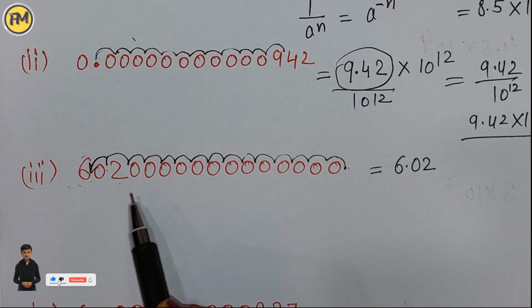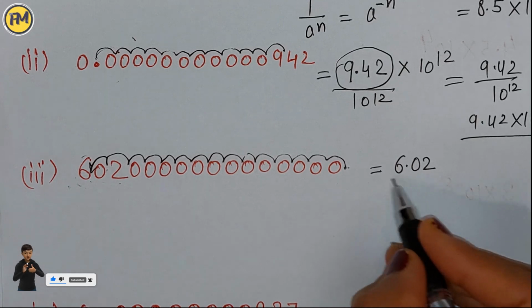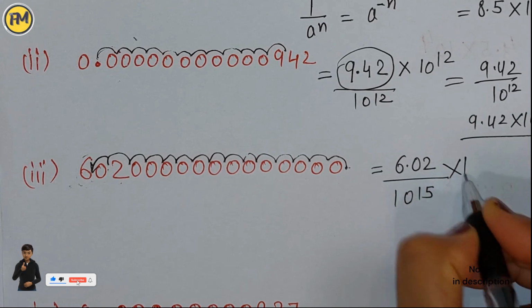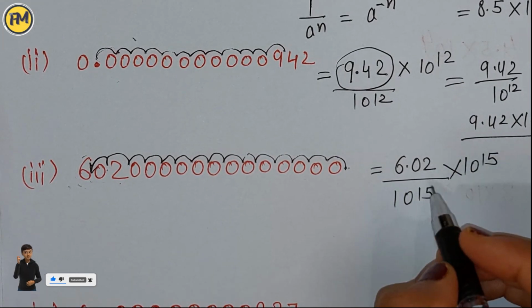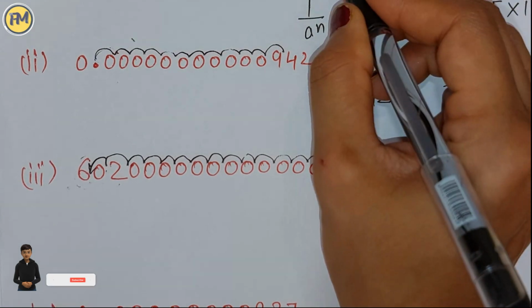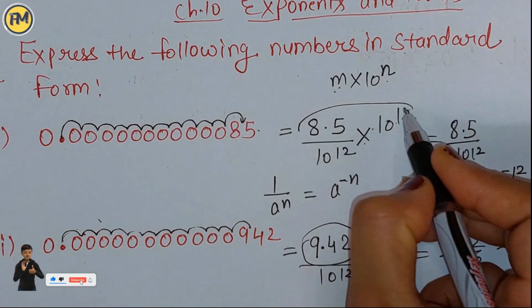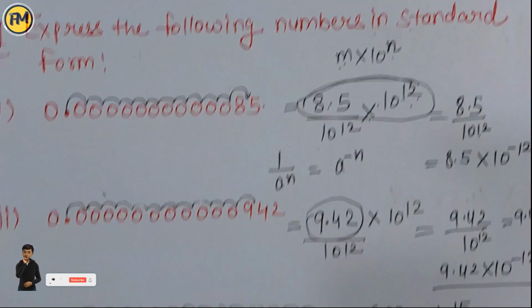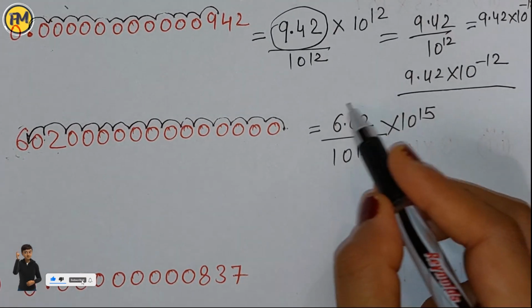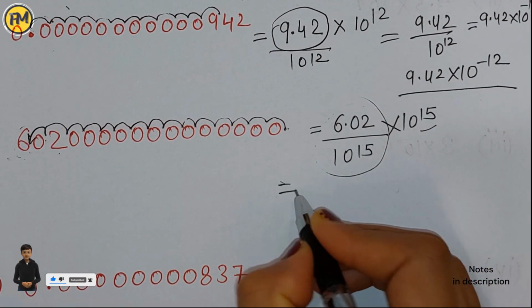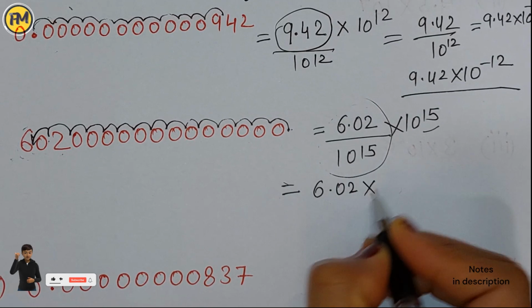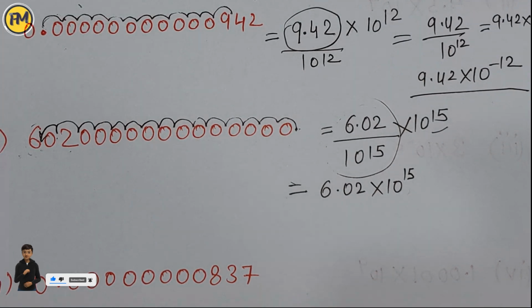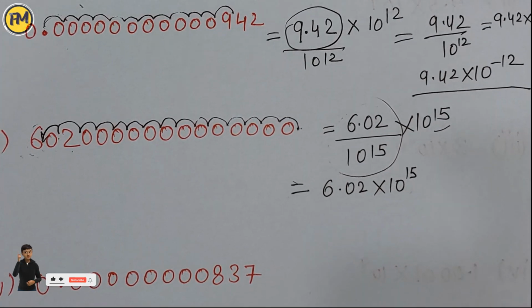That means for solving this we have to divide by 10 raised to the power 15. And if you are dividing, then you have to multiply also by 10 raised to the power 15. In the previous question we were dividing by this. Now in this part we will multiply by this. So it will become 6.02 into 10 raised to the power 15. I hope you understood. So this is your standard form of this part.